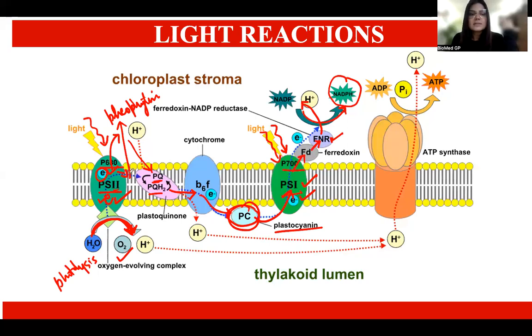What I mean by this is that when the electrons are being transferred in the electron transport chain, some of the energy is being utilized for the transfer of the hydrogen ions from the stroma to the thylakoids. So there is an influx of hydrogen ions from the stroma to the thylakoid lumen. This is happening while the electron transport chain is going on.